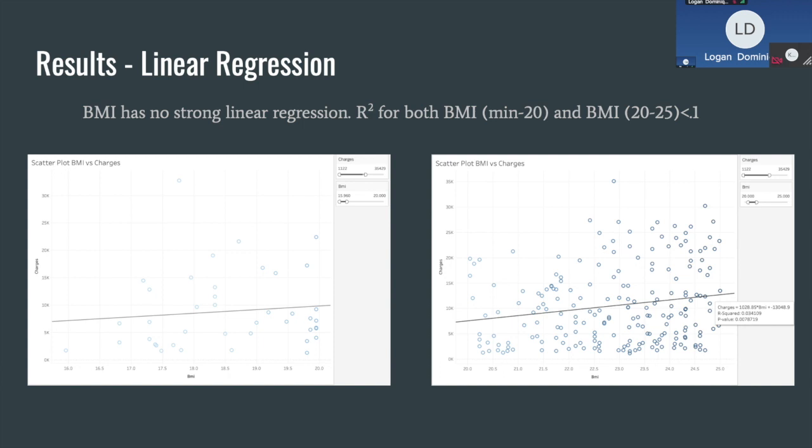We also did linear regression tests on our data set. This slide shows the difference between BMI and charges. On the left, you see a BMI between 15.96 and 20. It had an R-squared value of 0.0116. On the right, it was BMI between 20 and 25, and it had an R-squared value of 0.034. Both of these were far below the 70% required for it to be significantly correlated, so we decided not to use either of these categories.